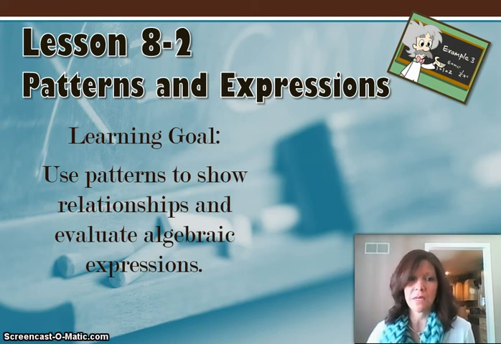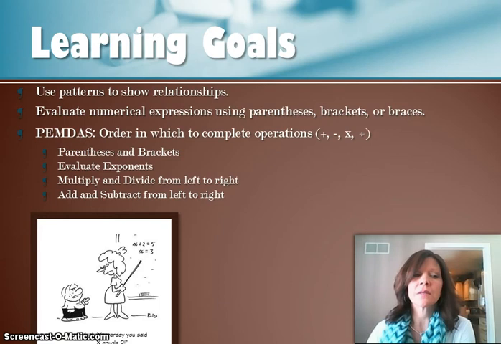Your learning goal for tonight is to use patterns to show relationships and evaluate algebraic expressions. You've got 3 learning goals, kind of long, but you really need to write all of these down. It's going to be really helpful not only this year, but in middle school when you go on to do more algebra. So your first learning goal that I want you to write down is to use patterns to show relationships, to evaluate numerical expressions using parentheses, brackets, or braces.